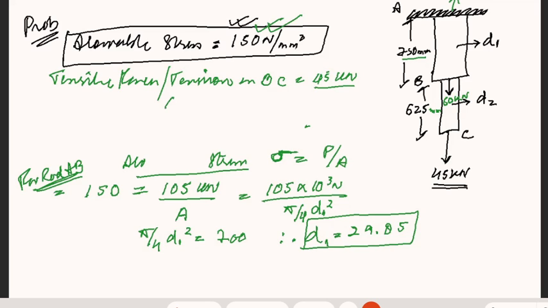Fine. So again, the tensile and allowable stresses are how much? 50. So you can again give the values. 50 Newton per mm square is equal to 45 kilonewton. So we will bring it to Newton only. 45 into 10 raised to the power of 3 divided by pi by 4. How much is your D now? That is what we need to calculate. That is D2 square. So give the values and calculate D2. Tell me how much should be D2.